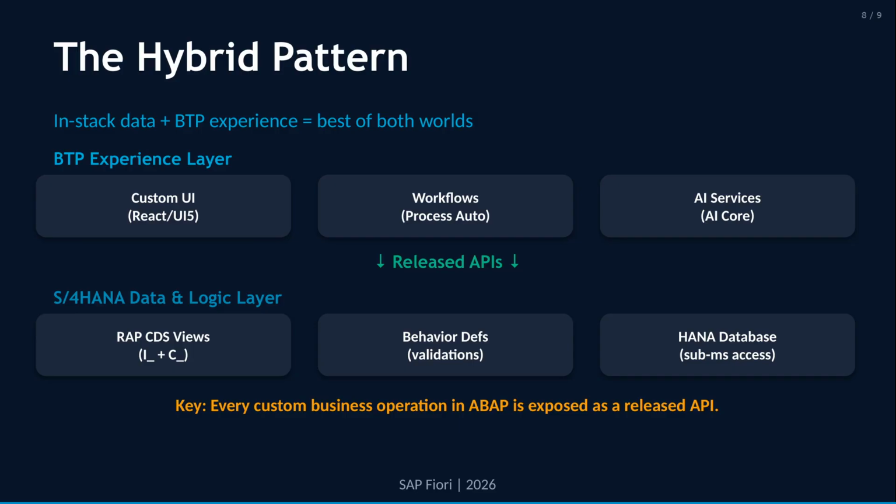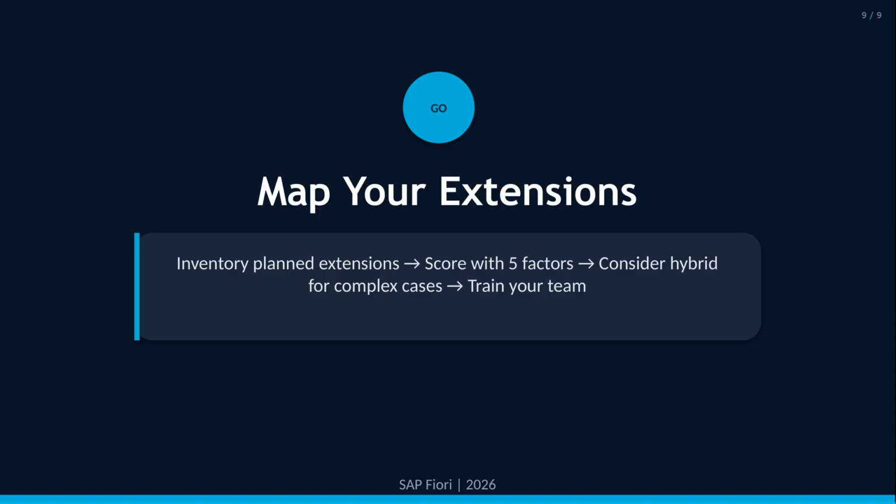The key enabler is the released API concept. Every piece of custom business logic you build in ABAP should be exposed as a released API, consumable by both Fiori apps and BTP extensions.